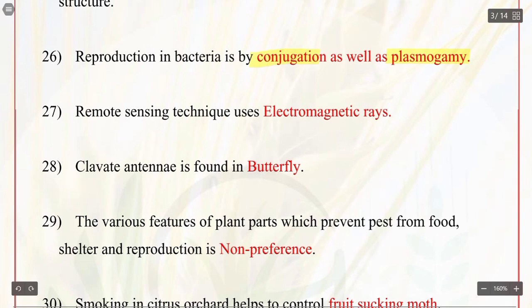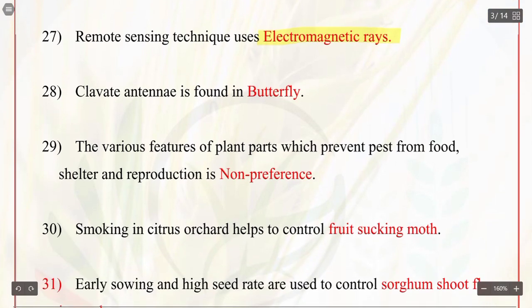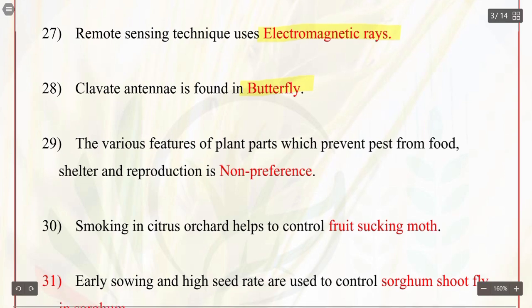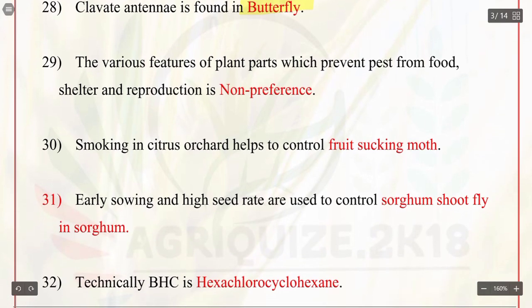Next, remote sensing technique uses electromagnetic rays. Question number 28. Cleaved antennae is found in butterfly. Next, the various features of plant parts which prevent pest from food, shelter and reproduction is non-preference.